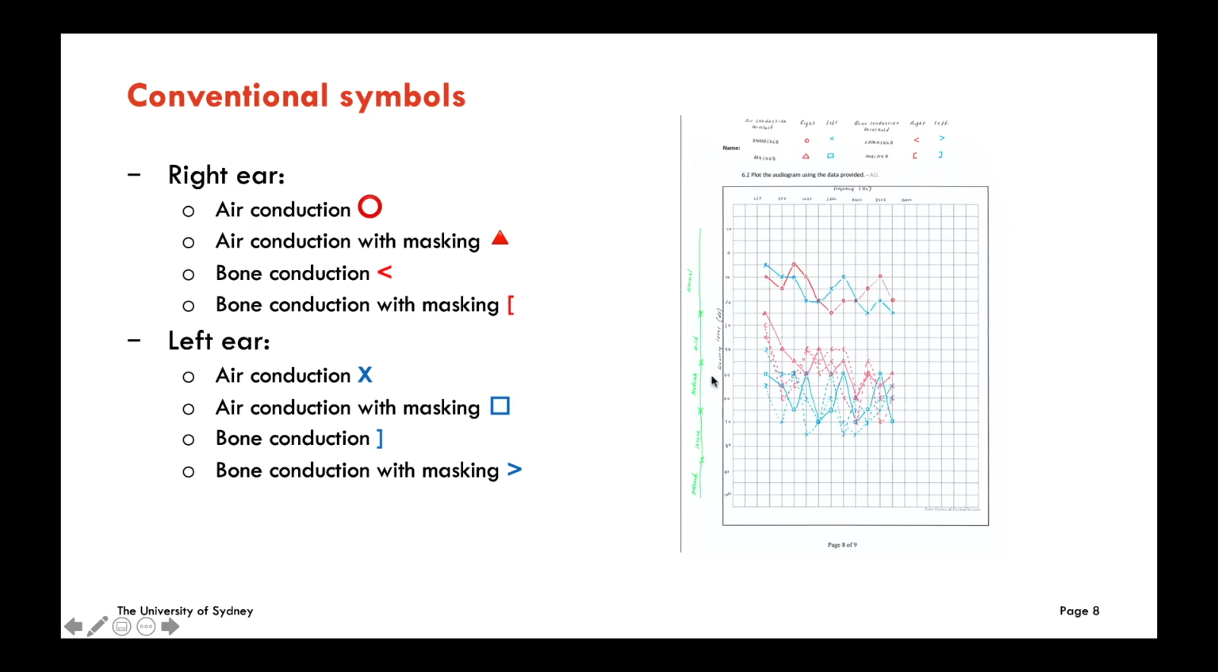So the purpose of masking, as we mentioned, is to block off the interference from the environment and objectively assess bone conduction.